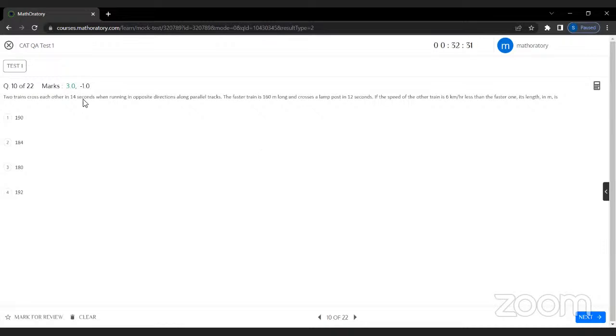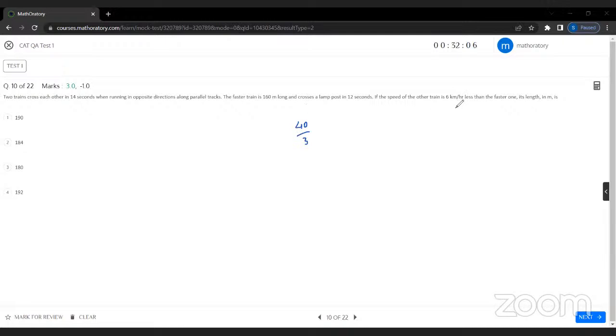2 trains cross each other in 14 seconds when running in opposite direction. The faster train is this. Okay, the faster train's speed is obtained, because when it's crossing a pole, it's crossing itself. The speed of the slower train is also obtained with the faster train. So this will get done, let me just do it. A little calculation is needed, but that's fine. 160 by 12, so that is 40 by 3.